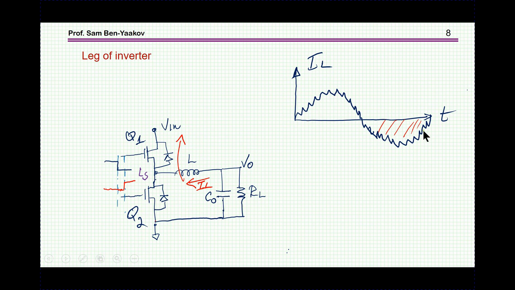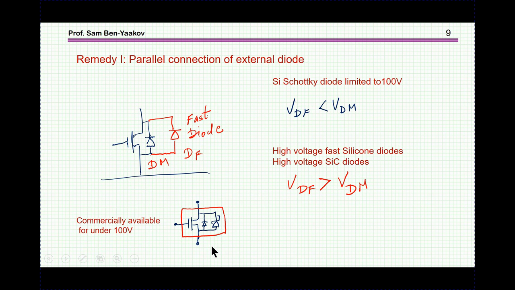And in this case, we'll have the problem with this diode, because this is when you will have hard switching. This diode will be conducting when these two transistors are off. So therefore, in the case of a leg, you have power dissipation in both of the transistors. So the question is, what can you do in order to alleviate this problem?